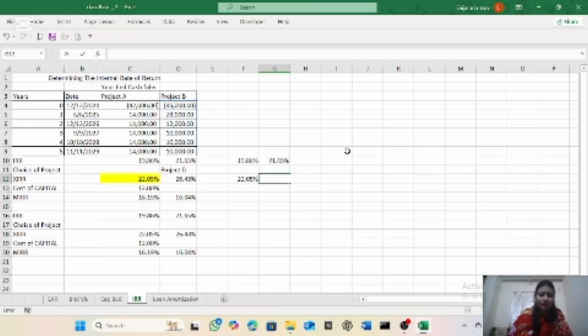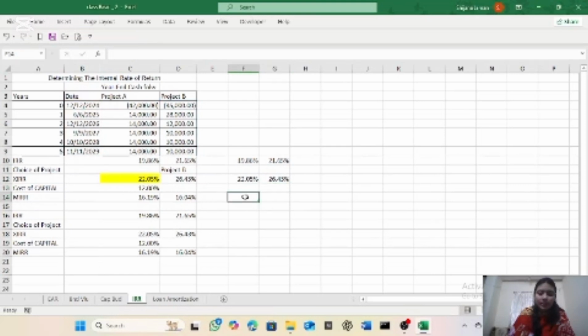We are calculating IRR, but we have to calculate XIRR. We had a mistake, so the formula is equal XIRR, tab, values would be the entire values of project A, comma, dates, entire dates, bracket close, comma, 26.43%. Our project B is XIRR.